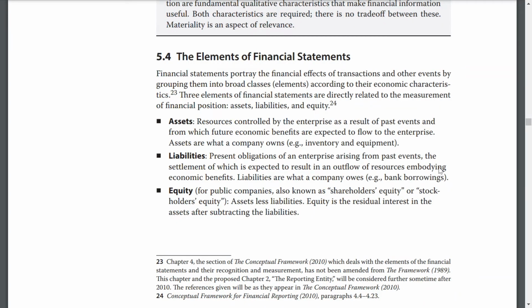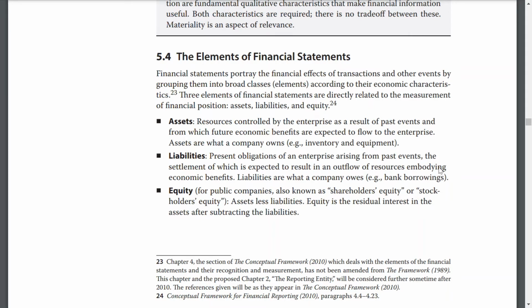Financial statements portray the financial effects of transactions and other events by grouping them into broad classes or elements according to their economic characteristics. Three elements of the financial statements are directly related to the measurement of financial position: assets, liabilities, and equity. Assets are resources controlled by an enterprise as a result of past events and from which future economic benefits are expected to flow to the enterprise.